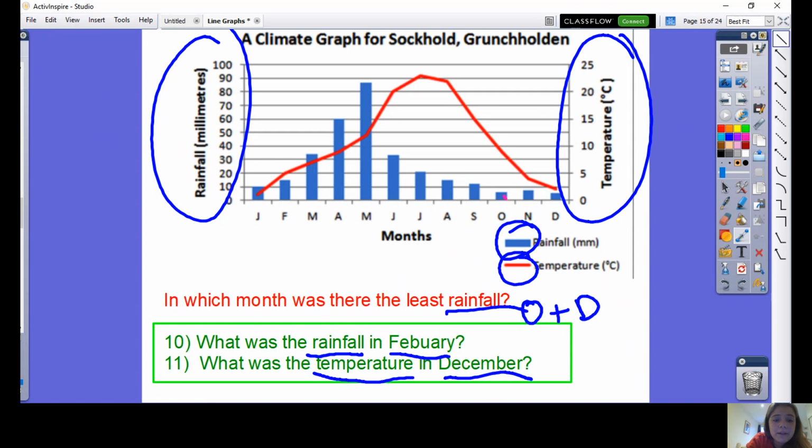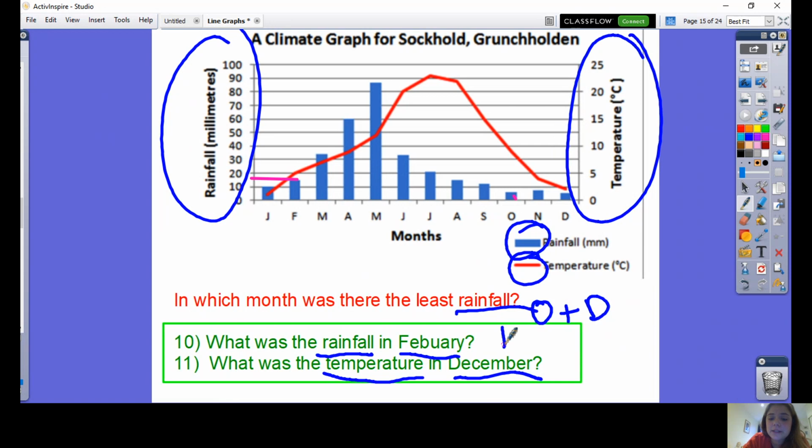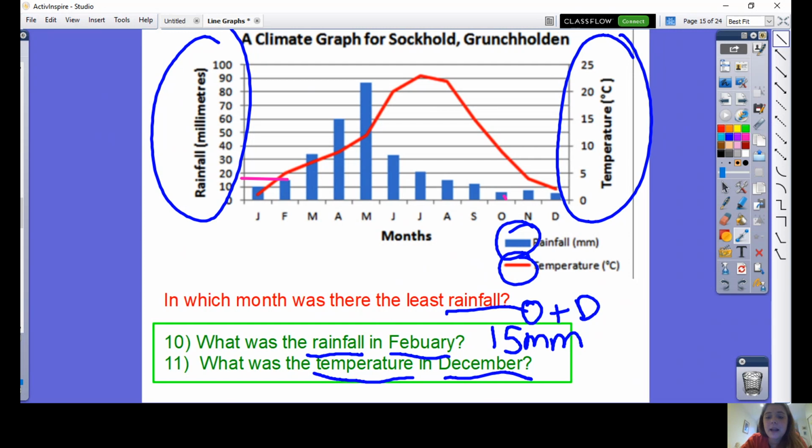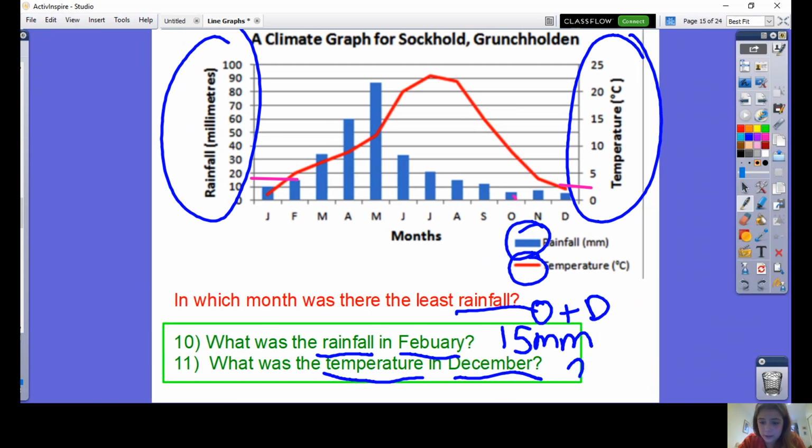Okay, rainfall in February, we're going across to this axis here. Halfway between 10 and 20 is 15. What's my unit of measurement? Millimetres. What was the temperature in December? Temperature is the red line. I'm going to December. The temperature there in between 0 and 5, that's going to be 2.5. My unit of measurement is degrees.